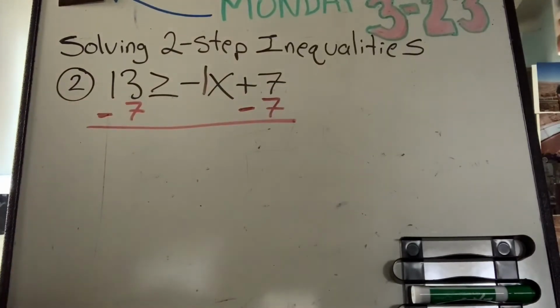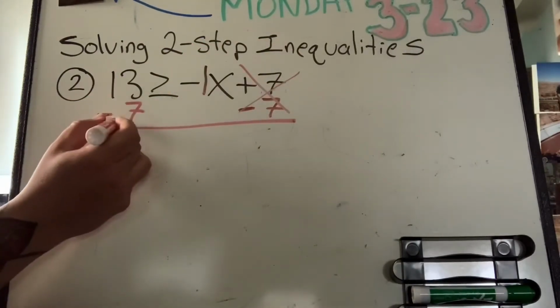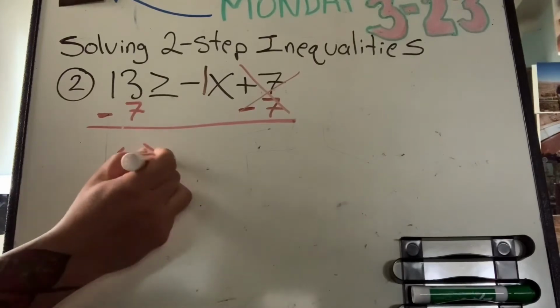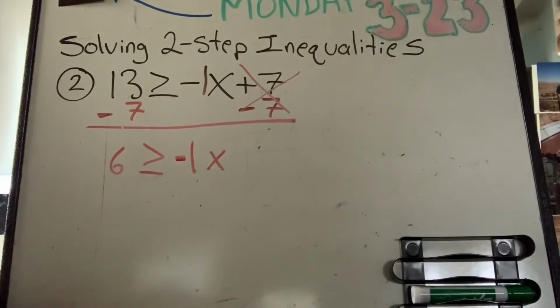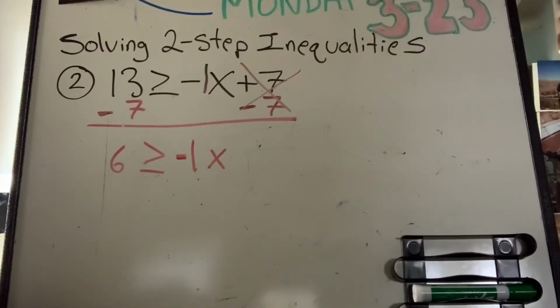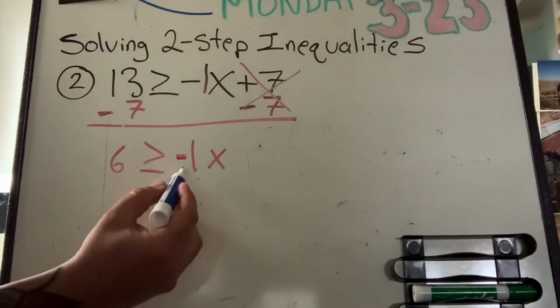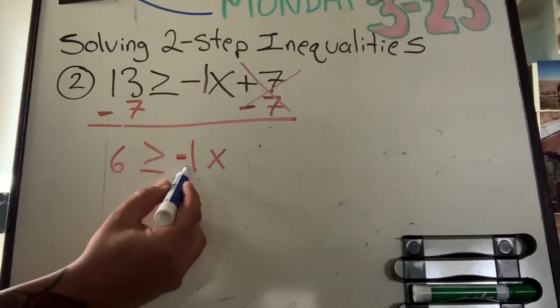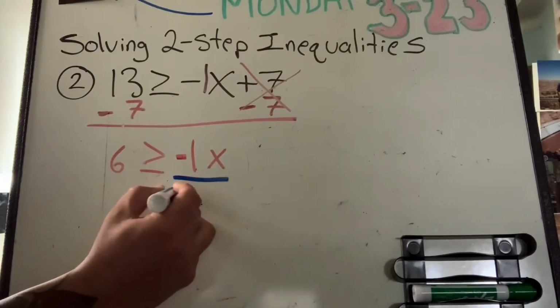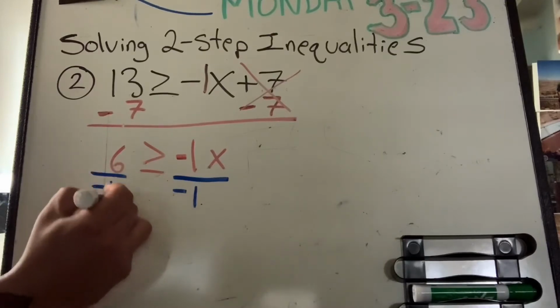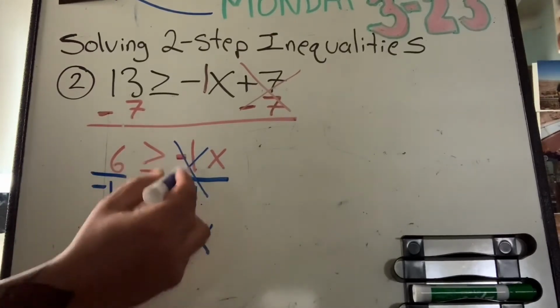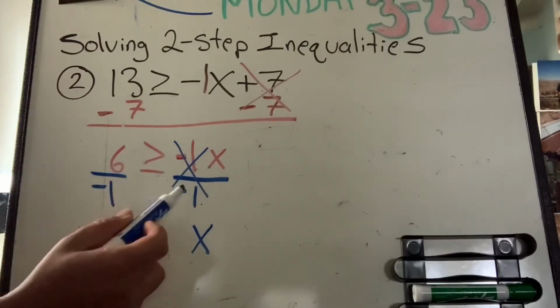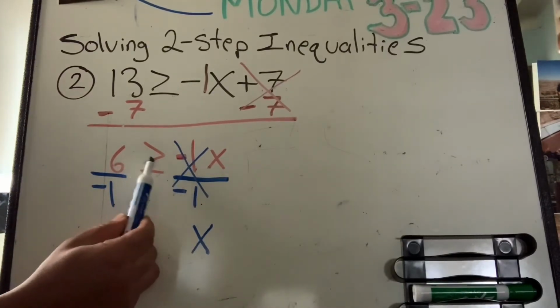Cross out the same numbers here. Okay, so you have 13 minus 7, so that's 6, greater than or equal to negative 1x. Okay, so now this is negative 1 times x, so we're going to get rid of this negative 1. We're going to divide both sides by negative 1 and cross out the same numbers. Remember, when you divide by a negative number, or if you multiply by a negative number, flip your inequality sign.